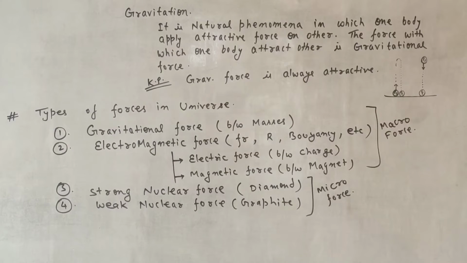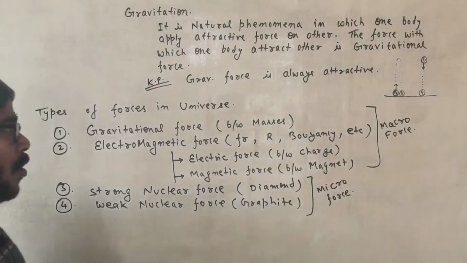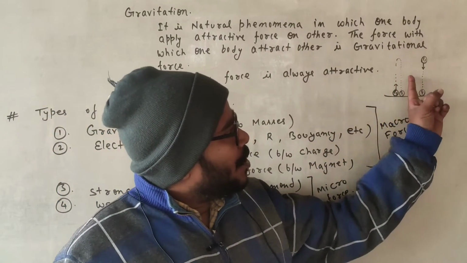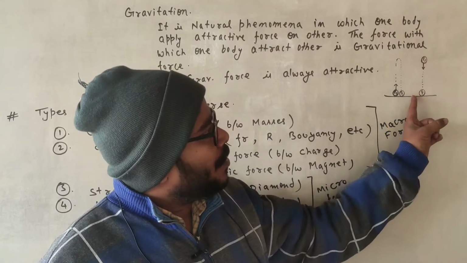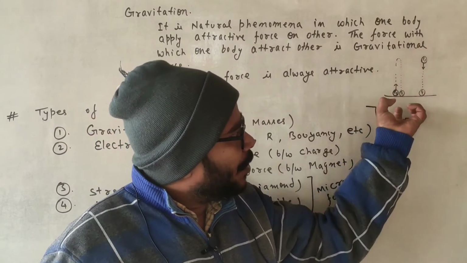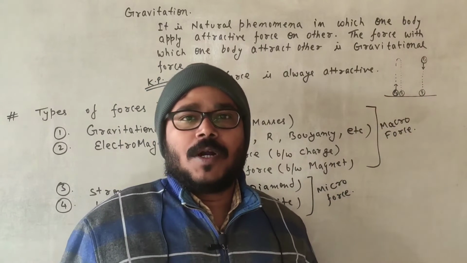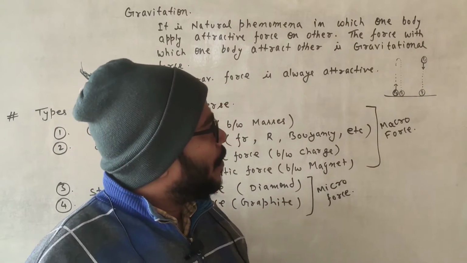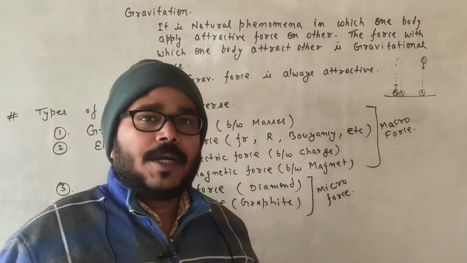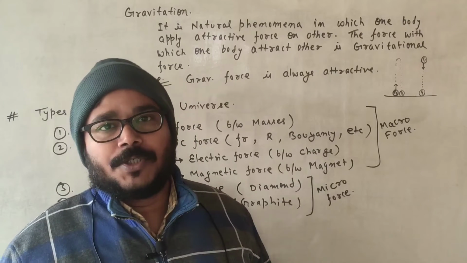How, in both cases, does the ball come down to the surface? There must be some agent which is responsible in both cases to pull it towards the surface. What is that agent? That agent is gravitation.